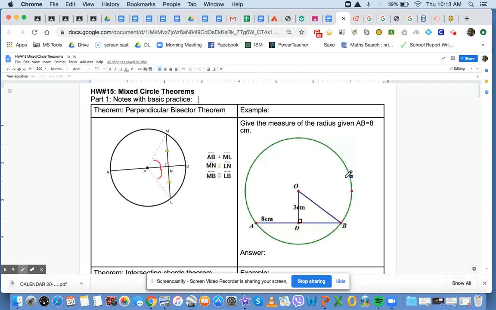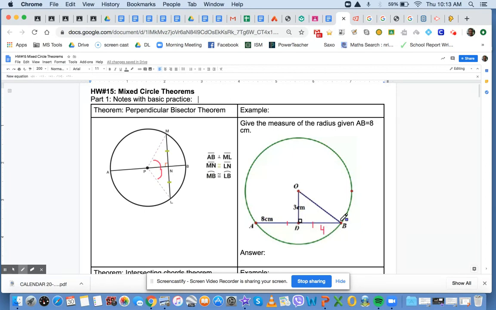Okay, so let's look at the example here. So here we have a radius and it's perpendicular. So we know that these bisect. AB is bisected, so AD and DB are congruent. And so from that, we know that this must be 4. Okay. What do we have?